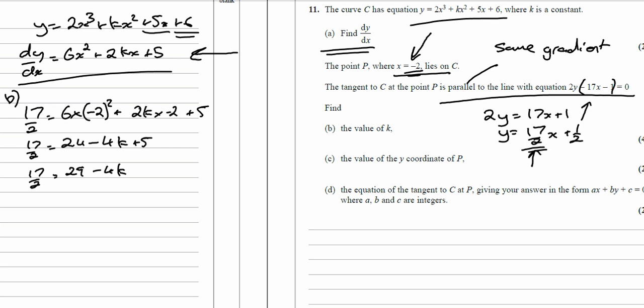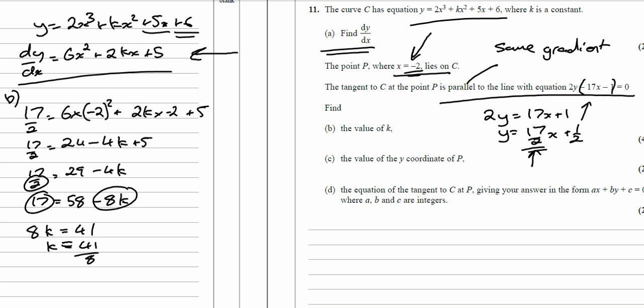Getting rid of the divided by 2 there, so times both sides by 2, we've got 17 equals 58 minus 8k. Because this is minus, bring that over to the other side, so 8k, and then we get rid of the 17 by taking that away, so that equals 41. Then k equals 41 divided by 8. And that's those 4 marks. That's probably the hardest part about this question. So find the value of k.